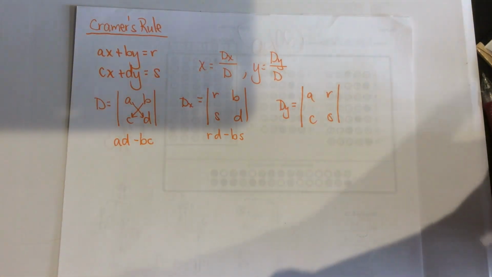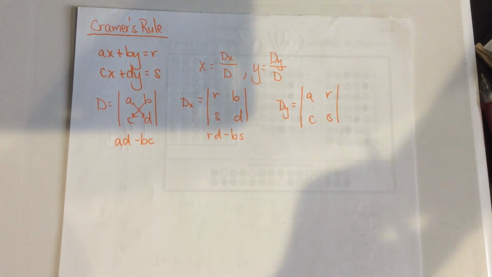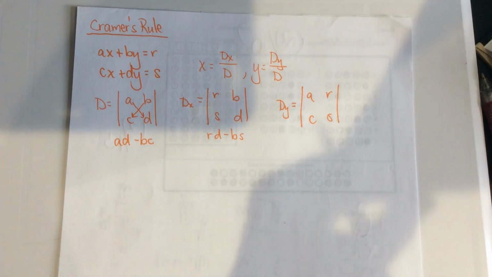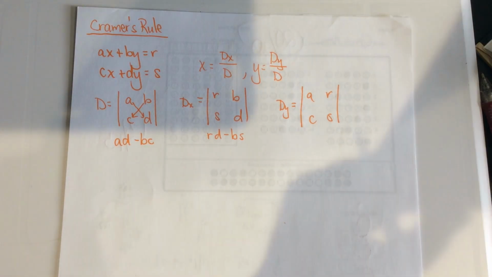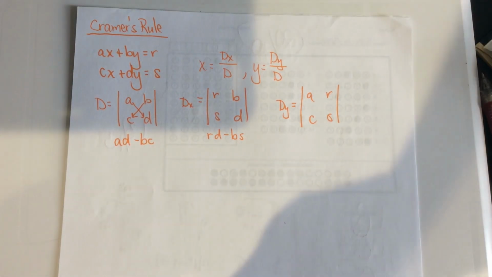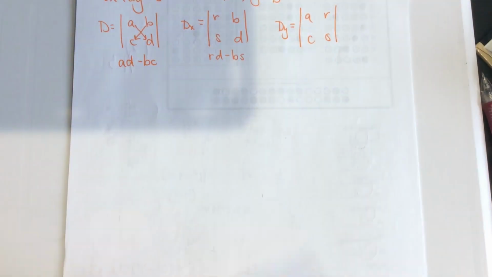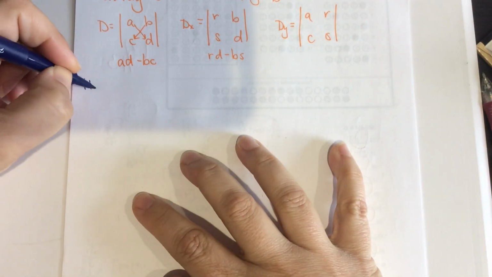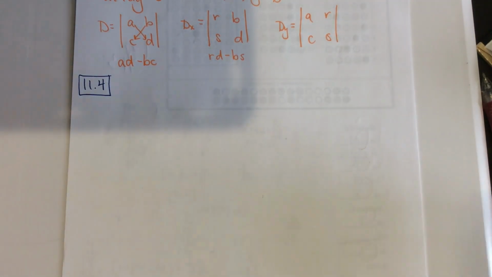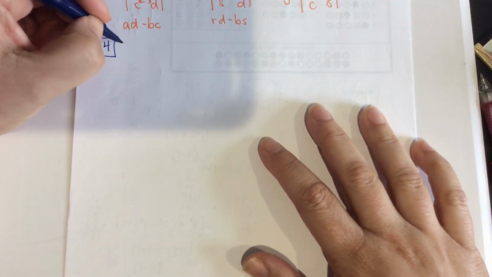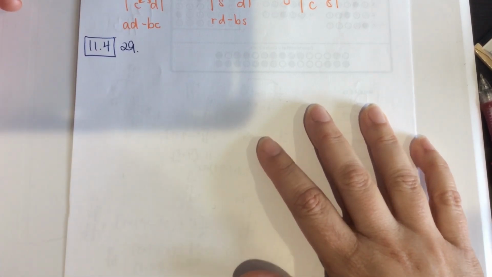11.4, number 29 was what I had planned on doing next. Let me see. Oh yeah, that's a multiplication problem. So I think we can finish through 11.4 without going over 15 minutes. 11.4, number 29. This is 11.3, by the way, the Cramer's rule stuff. Okay, 11.4, number 29, tells me to multiply.